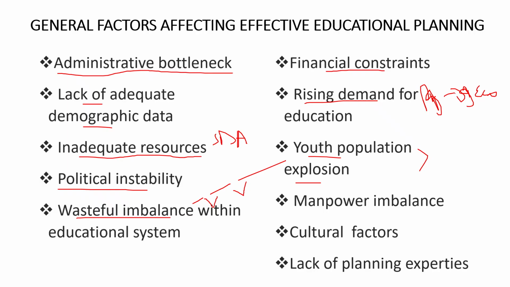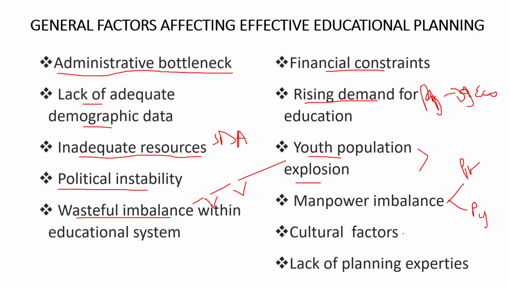Then we have manpower imbalance. Like what I've said, sometimes we produce more of product X in education and less of product Y in the same economy, and therefore we find that though there's graduation every year, when it comes to the labor market, some sectors struggle to get human resources with the qualification. Others have a surplus. It's because of manpower imbalance.